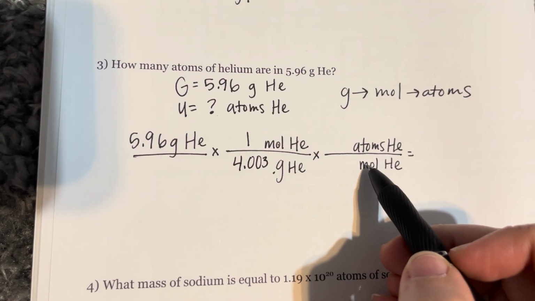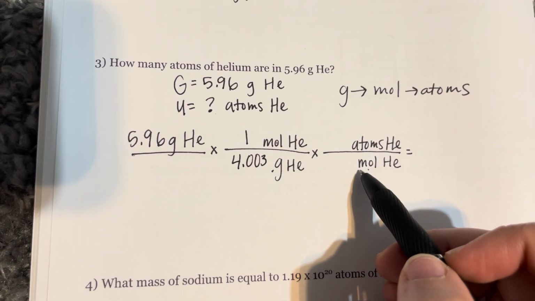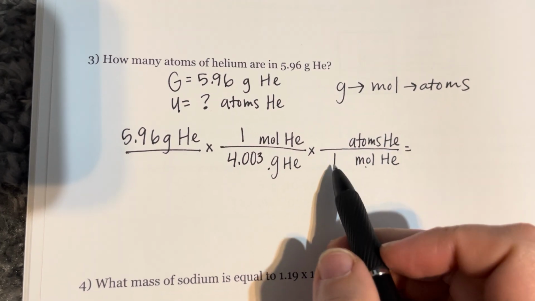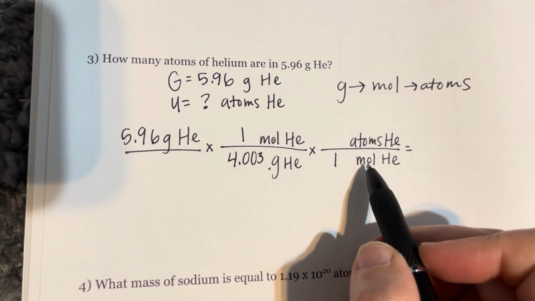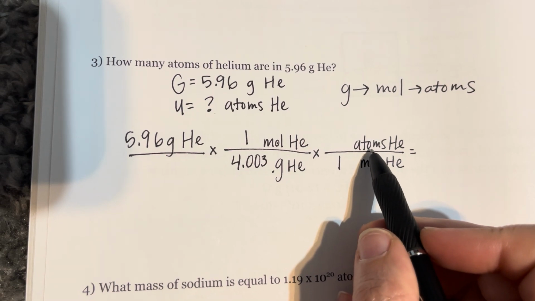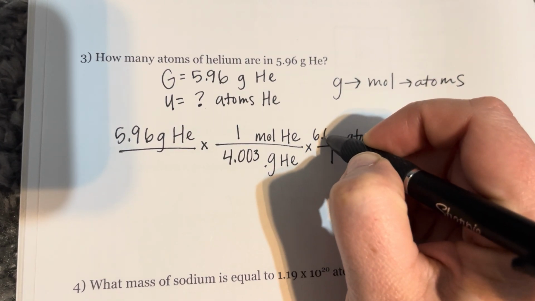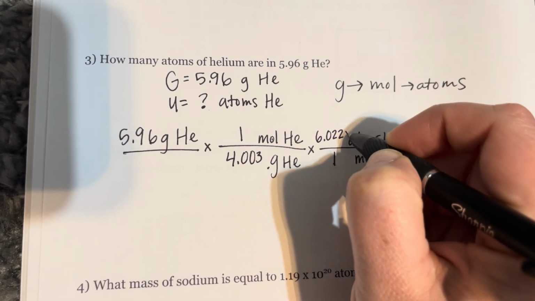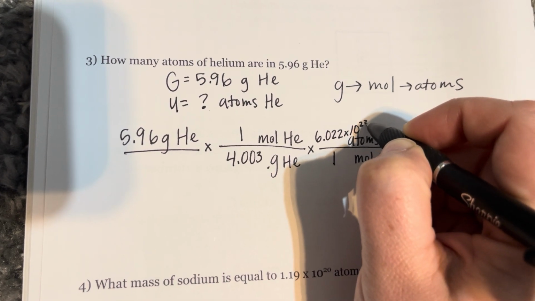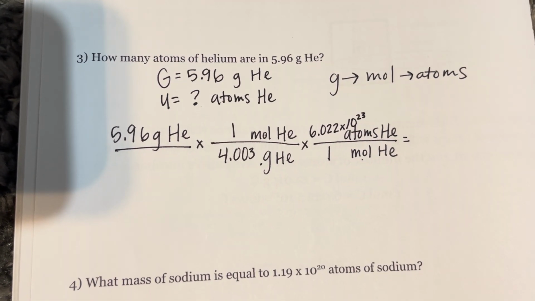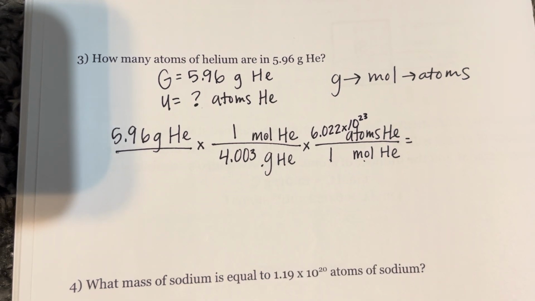The next one I have is moles and atoms. Okay, the equivalent statement for that is 1 mole equals, okay, how many atoms? Avogadro's number, 6.022 times 10 to the 23rd atoms. Okay, now I can put this entire thing in the calculator.